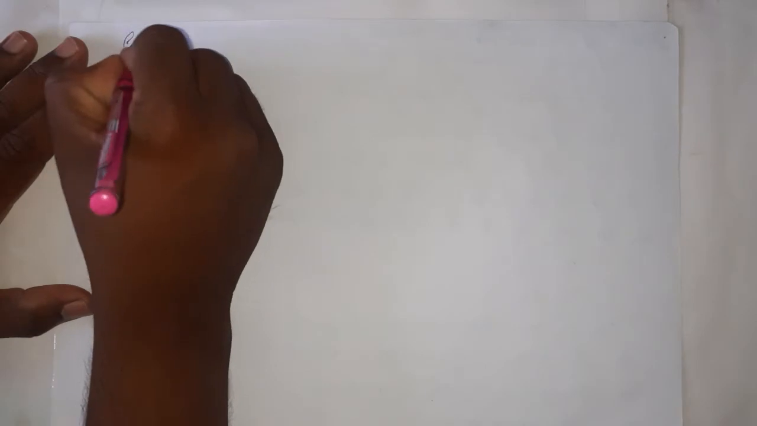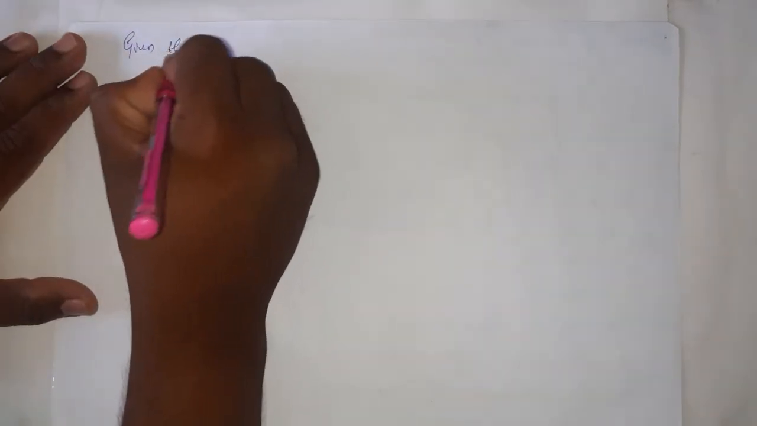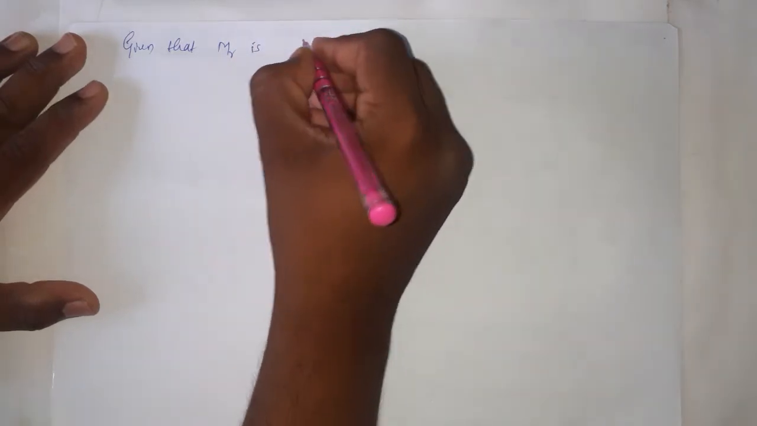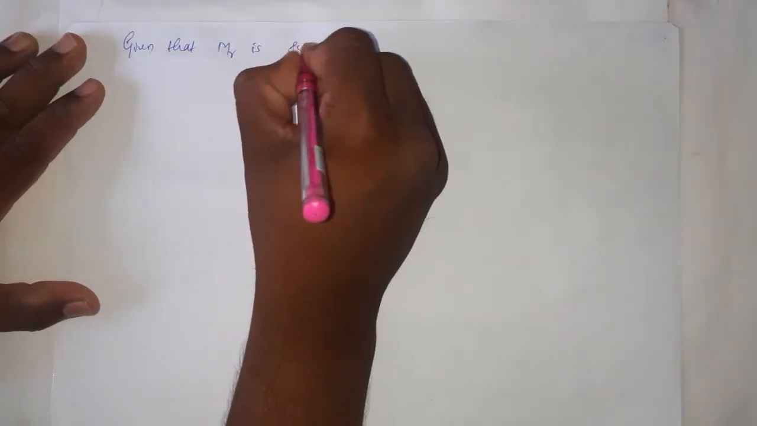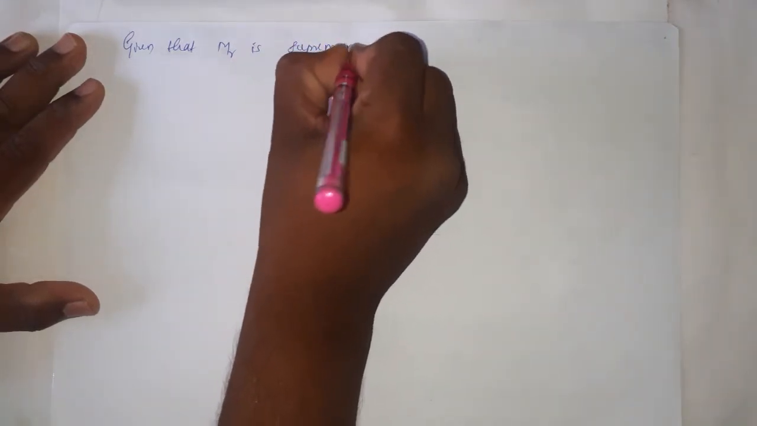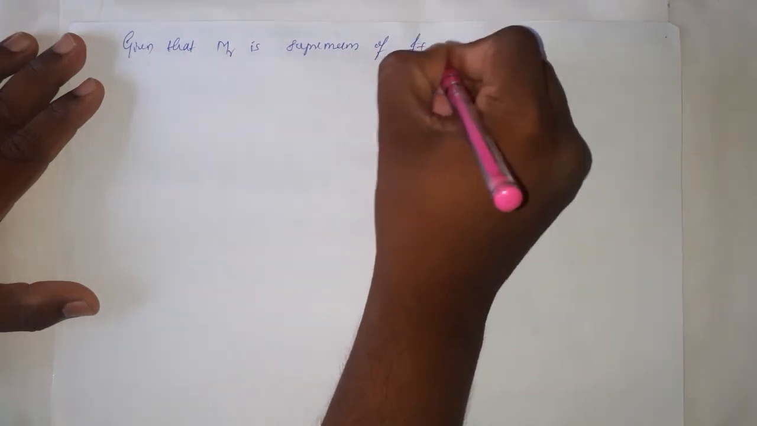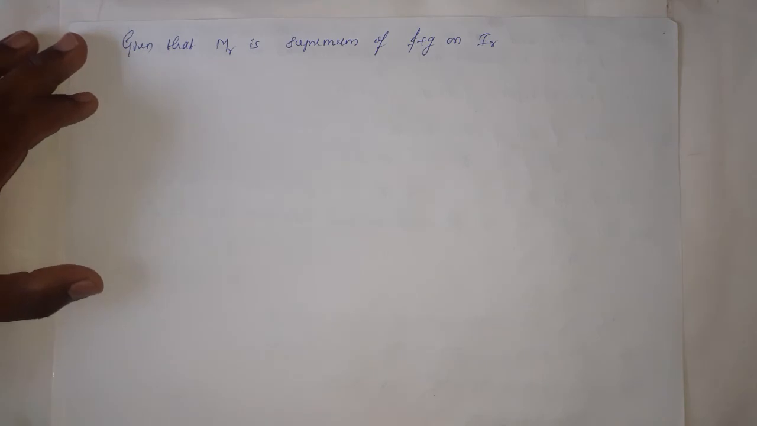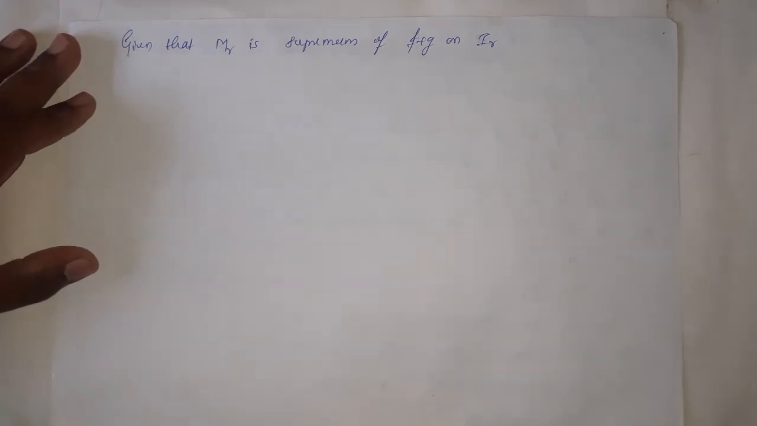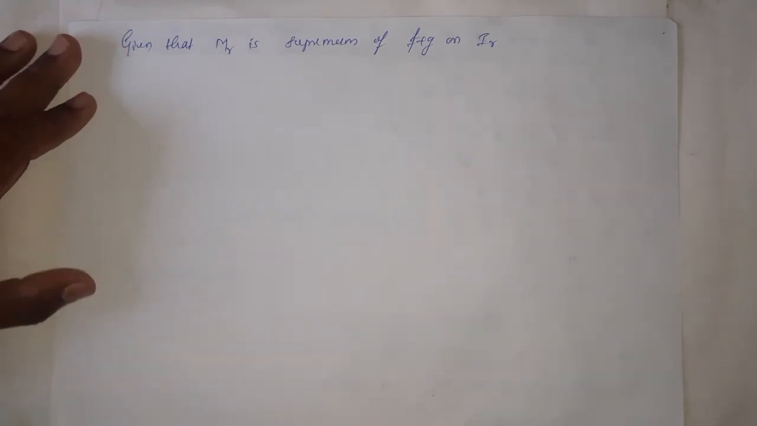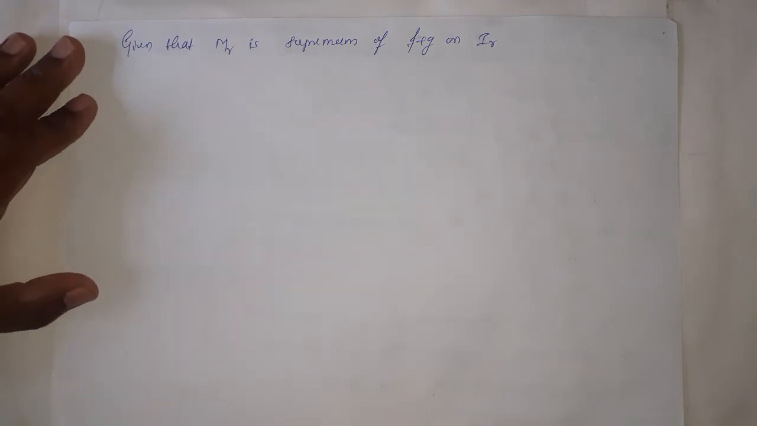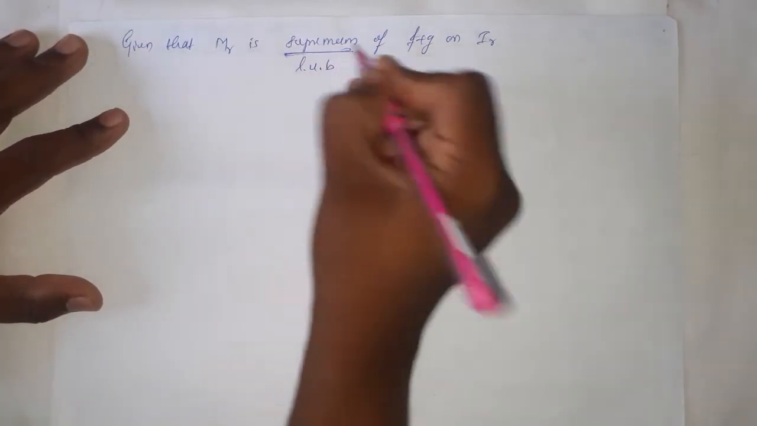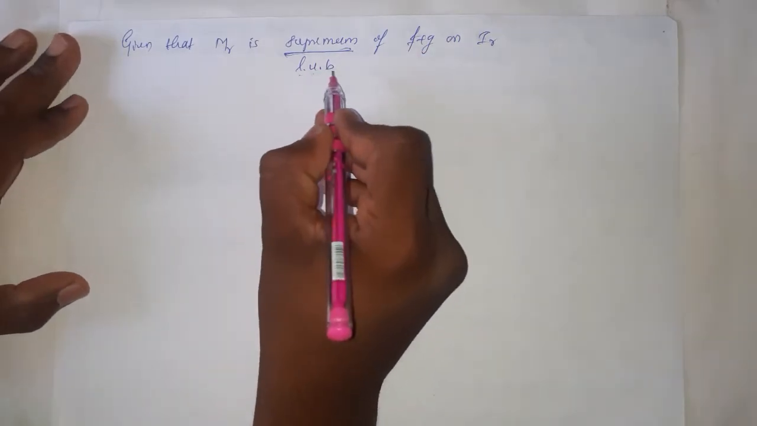Here, given that, we have considered that capital Mr is the supremum of f plus g on I r. Now, it is our consideration that capital Mr is the supremum of f plus g on I r. So, here supremum means it is the LUB, the least upper bound.